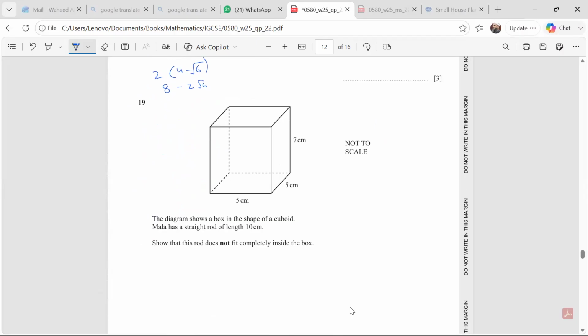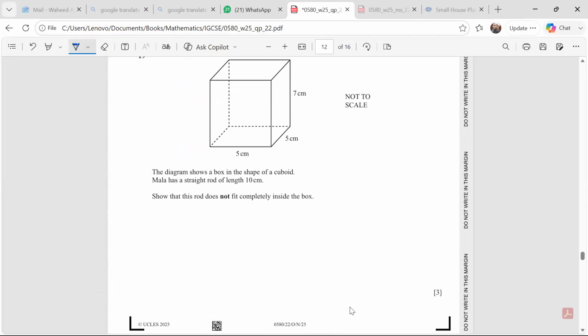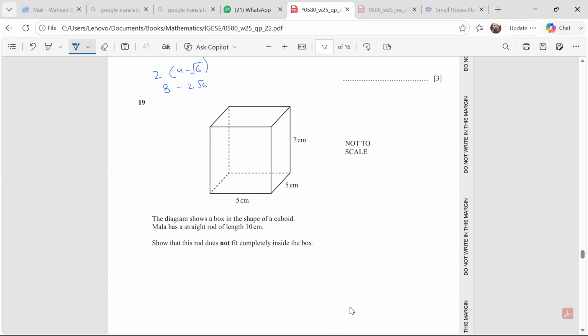Okay, question number 19. We have a cuboid shape, this type. So two sides are 5 centimeters, 5 centimeters, the third one is 7 centimeters. The diagram shows the box in the shape of a cuboid. Mala has a straight rod of length 10 centimeters, so does this rod fit completely there? Can you find the length of this diagonal from this corner to this corner?